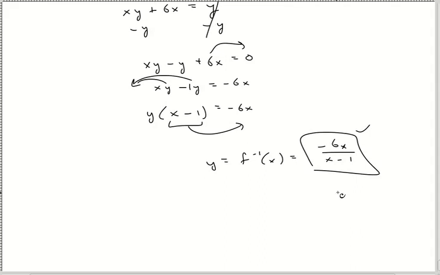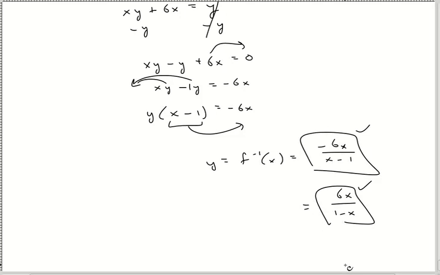Another version of this that I have on my paper is this guy. WebAssign does not care. They don't care. Both are fine. Both are equivalent. Notice that my denominator's flipped, and that's why I can have a different sign on the top. Either one is fine, okay? So there you go. Cool.